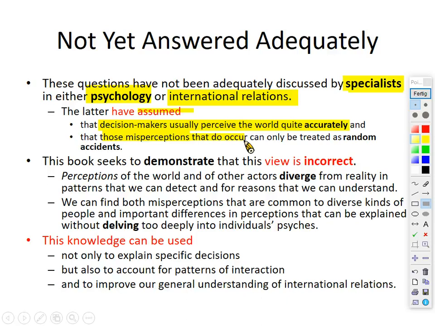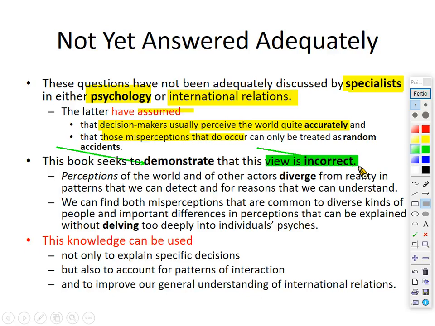Why do we say this? Because we don't think it is important to analyze this kind of difference between perception and misperception. But in reality, it is wrong. So that is why this book seeks to demonstrate this view is incorrect. This view is totally wrong.